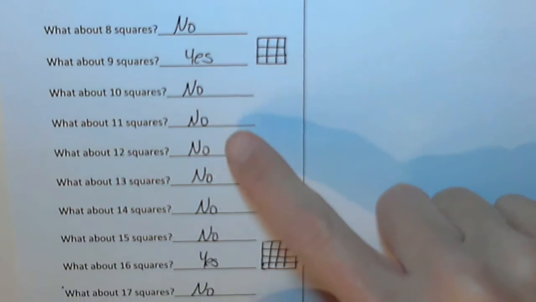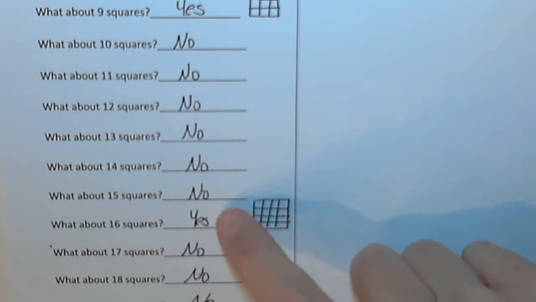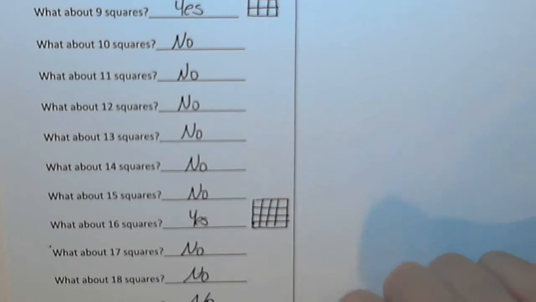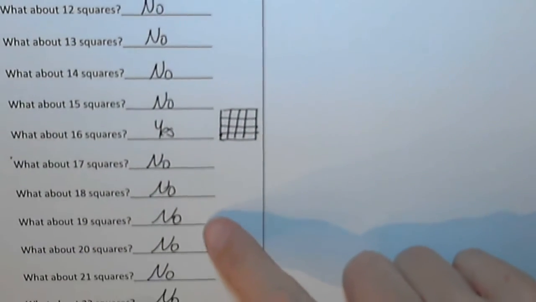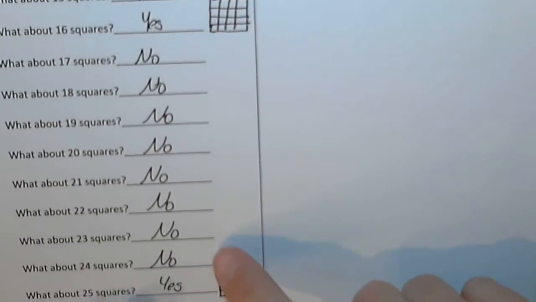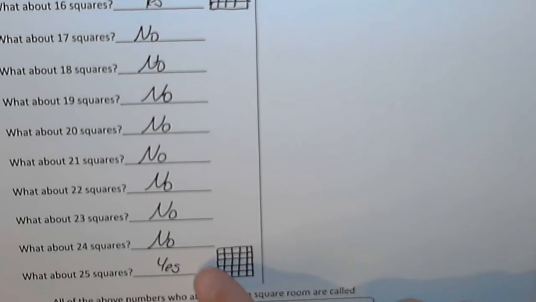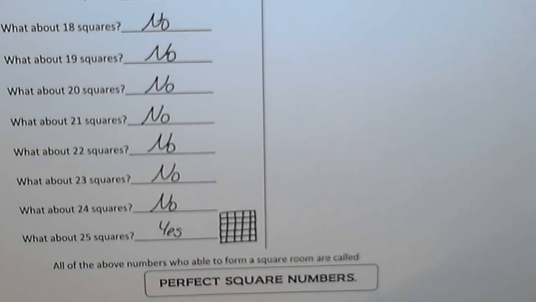10, 11, 12, 13, 14, 15, no. 16 does. It's a 4 by 4 room. 17, 18, 19, 20, all the way through 24 do not. But again, 25 does. It's a 5 by 5 room.